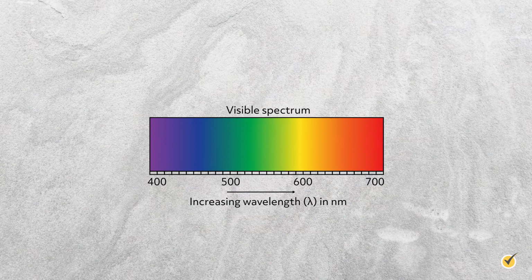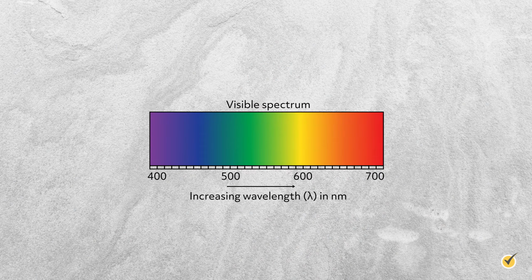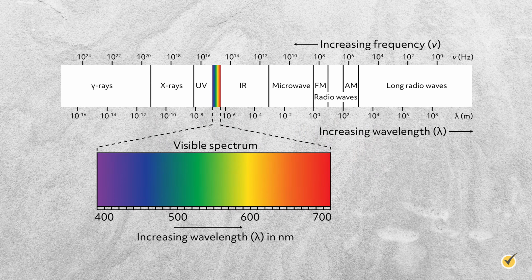You may be familiar with the color spectrum of a rainbow. This is actually just a small part of the electromagnetic spectrum. If you take that rainbow of colors and expand it out past visible light on both ends, you'll eventually end up with the whole electromagnetic spectrum.